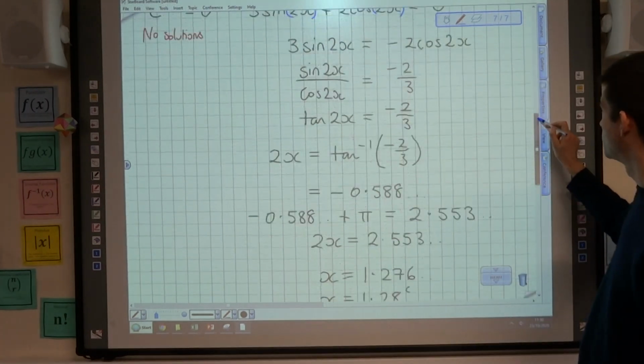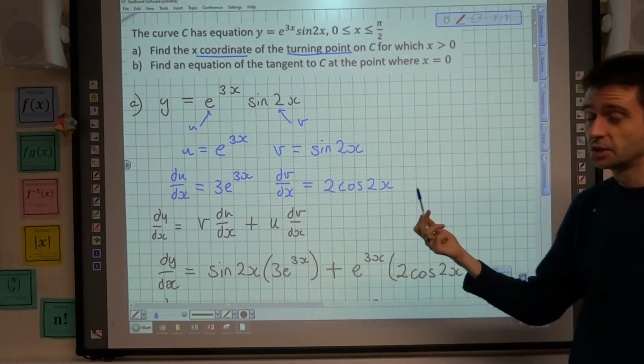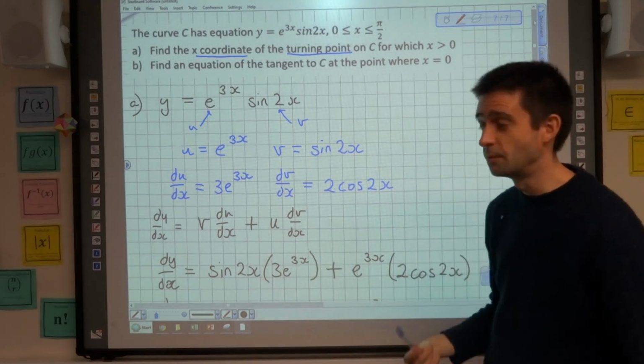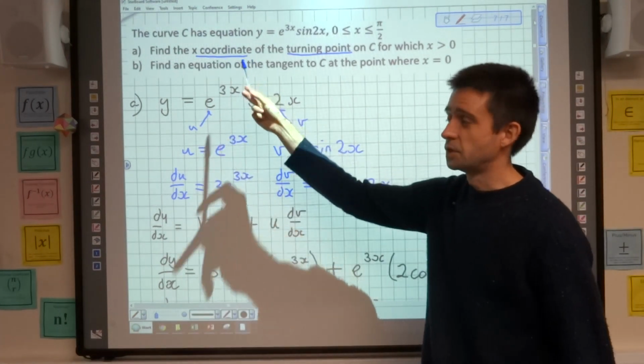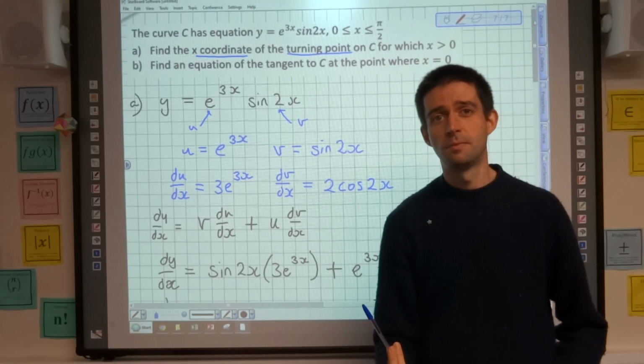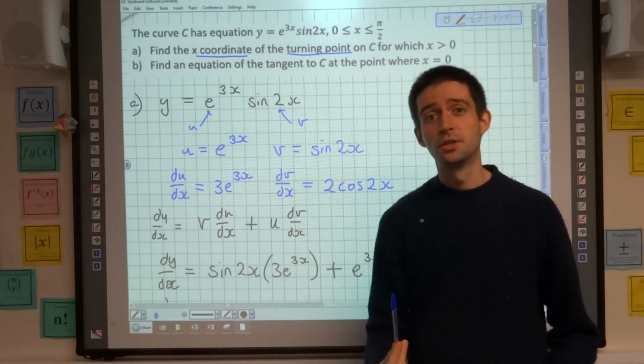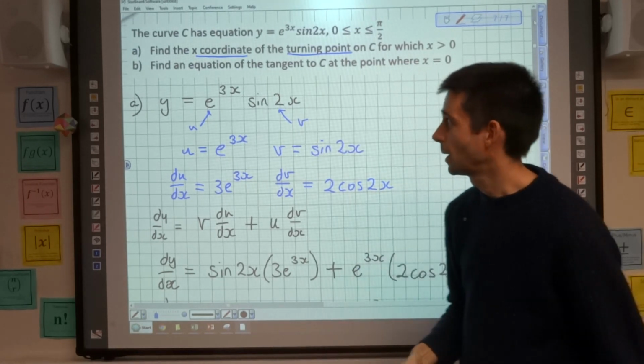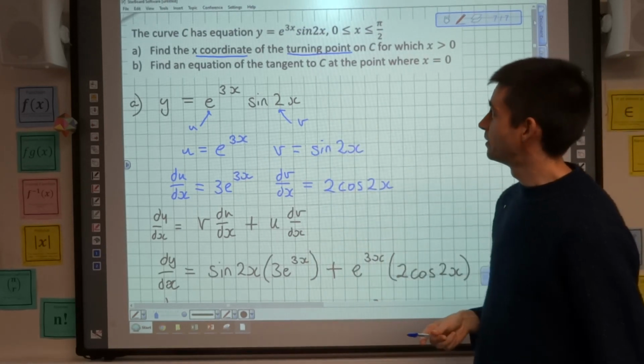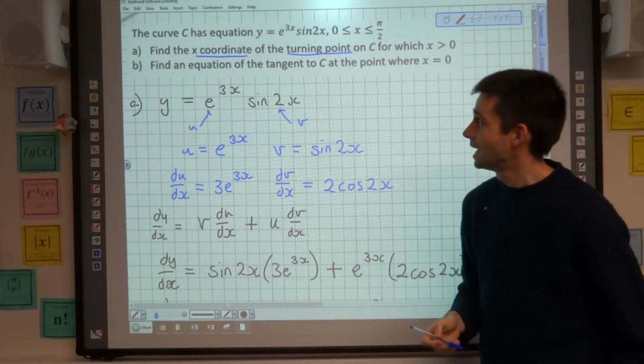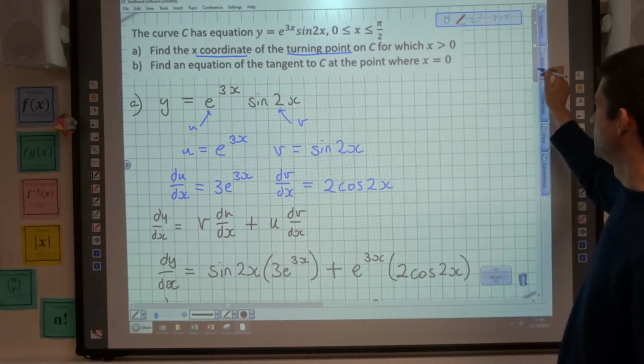Just referring back to the question again, I underlined this at the start and said I'd talk about it when it became relevant. The x-coordinate of the turning point. I do not need to substitute back in to find y, because I've only been asked for the x-coordinate. Right, part B is saying find an equation of the tangent to C at the point where x equals 0.